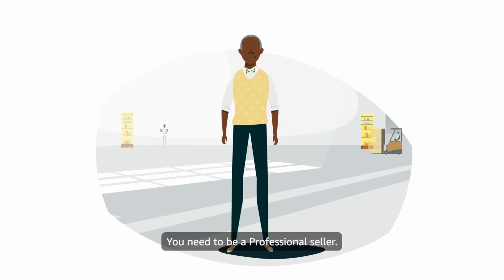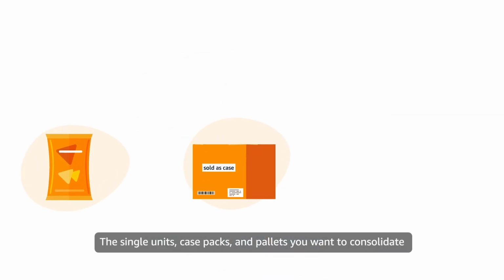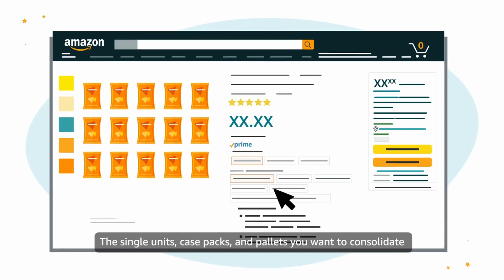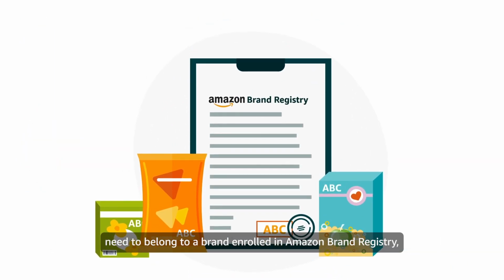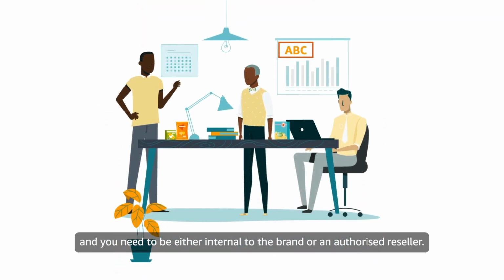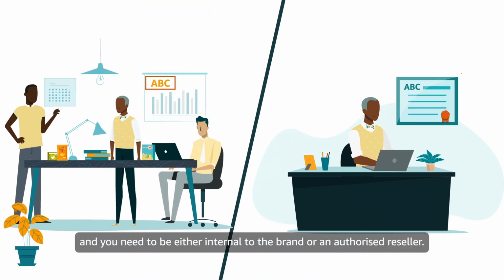You need to be a professional seller. The single units, case packs and pallets you want to consolidate need to belong to a brand enrolled in Amazon Brand Registry, and you need to be either internal to the brand or an authorized reseller.